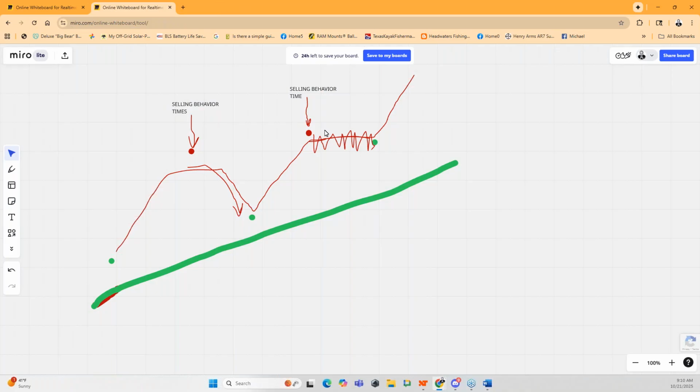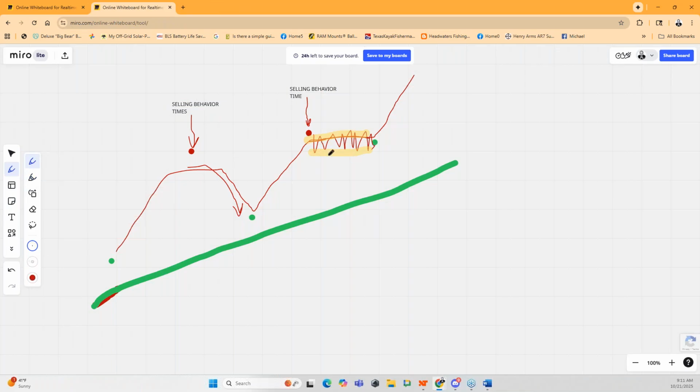So when they sell in relation to the direction of the flow is critical in understanding what to expect. So when we're looking at this market and people have purchased here and we arrive at a selling behavior time in an uptrend, there's a very good chance that we arrive at a reaccumulation phase.